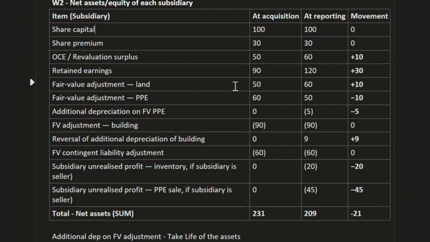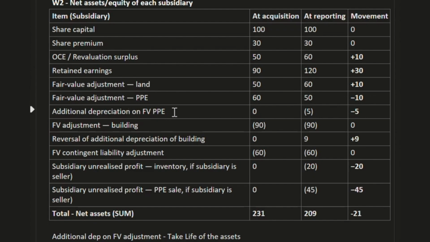Fair value adjustment on land: 50 at acquisition date, at reporting date 60. So the movement is plus 10, that is an uplift of fair value. Fair value adjustment on PPE: we have 60 at acquisition date, but at reporting date it became 50. So fair value decreased by 10.